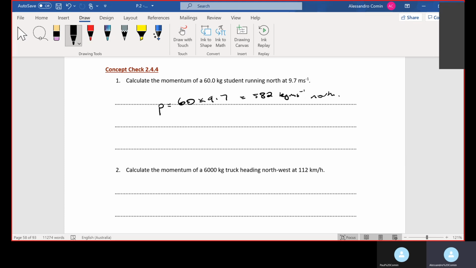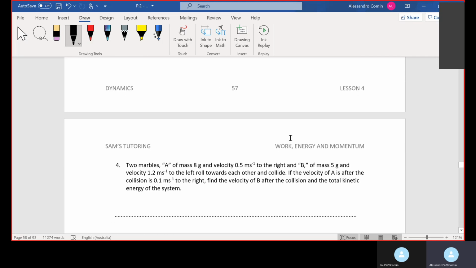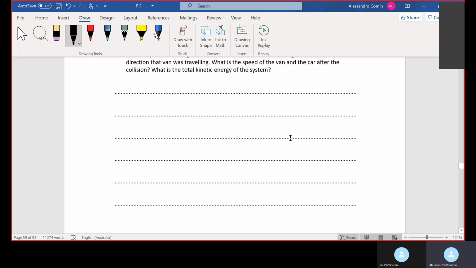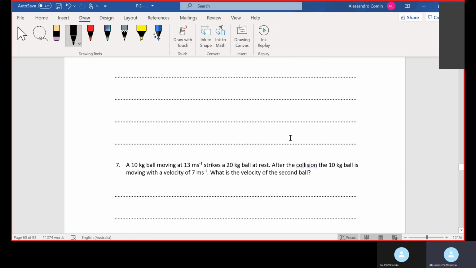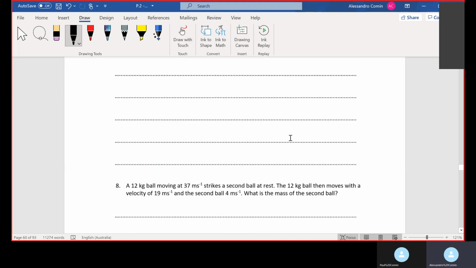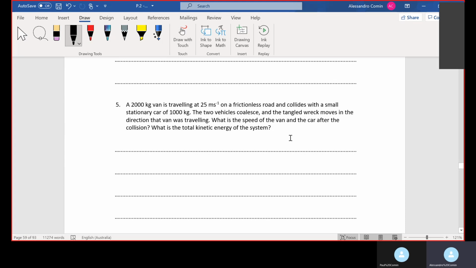Question 2, once again, just convert kilometers per hour into meters per second. Question 3, easy. Question 4 is the typical type of question that we expect to see. Sorry, I'm just looking at any other questions. Yeah, the rest of the questions are just collision questions. If you were stuck on question 5, coalesce just means stick together. So they become one mass.